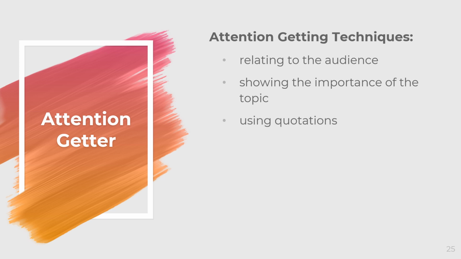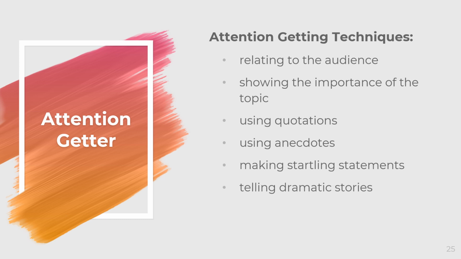Next, using quotations. Maybe there is an interesting or striking quote about your job. Next, using anecdotes. Anecdotes are personal stories, and since jobs are done by people, it shouldn't be hard to find one. Next, making startling statements. Tell the audience a surprising fact or figure. Next, telling dramatic stories. Put the audience in the middle of a story that gets their heart racing. Finally, asking rhetorical questions. These are not questions that you expect to be answered. These are just questions that you ask to the audience to get their minds to think about your topic.